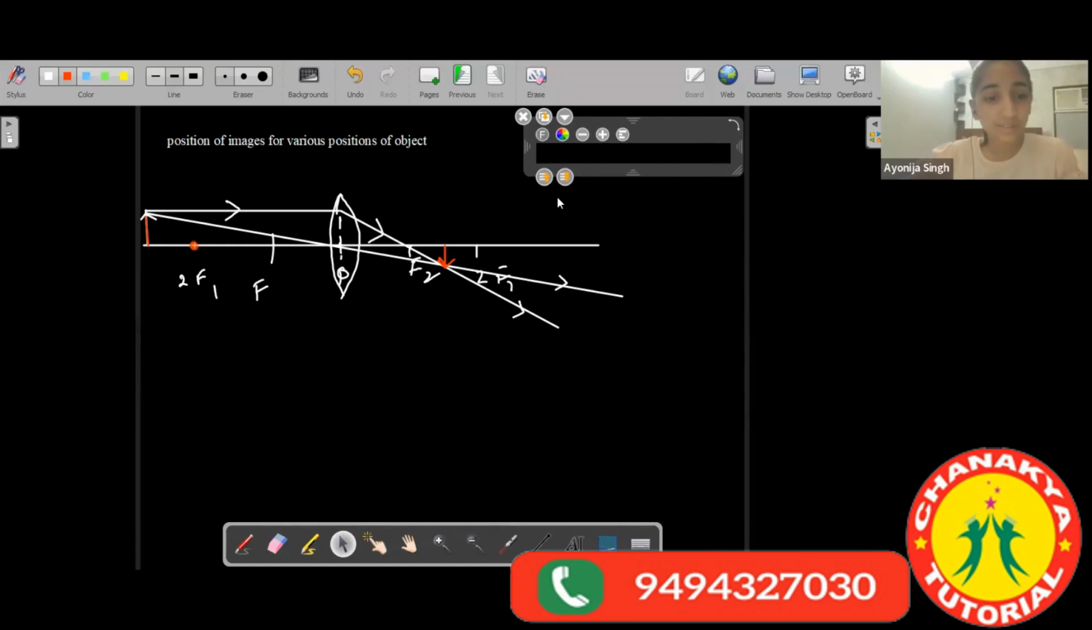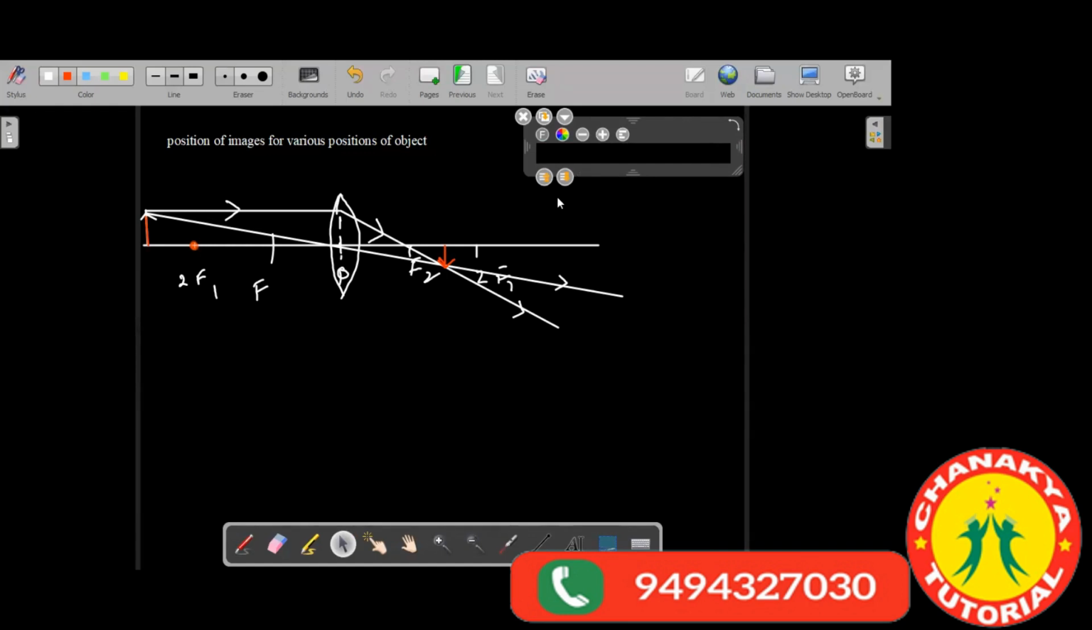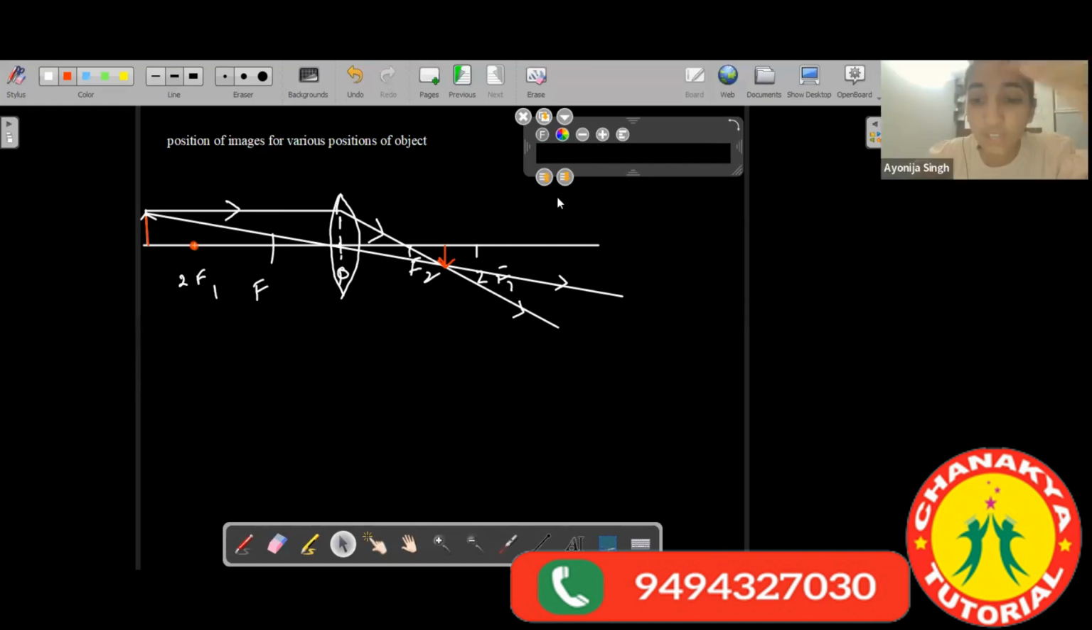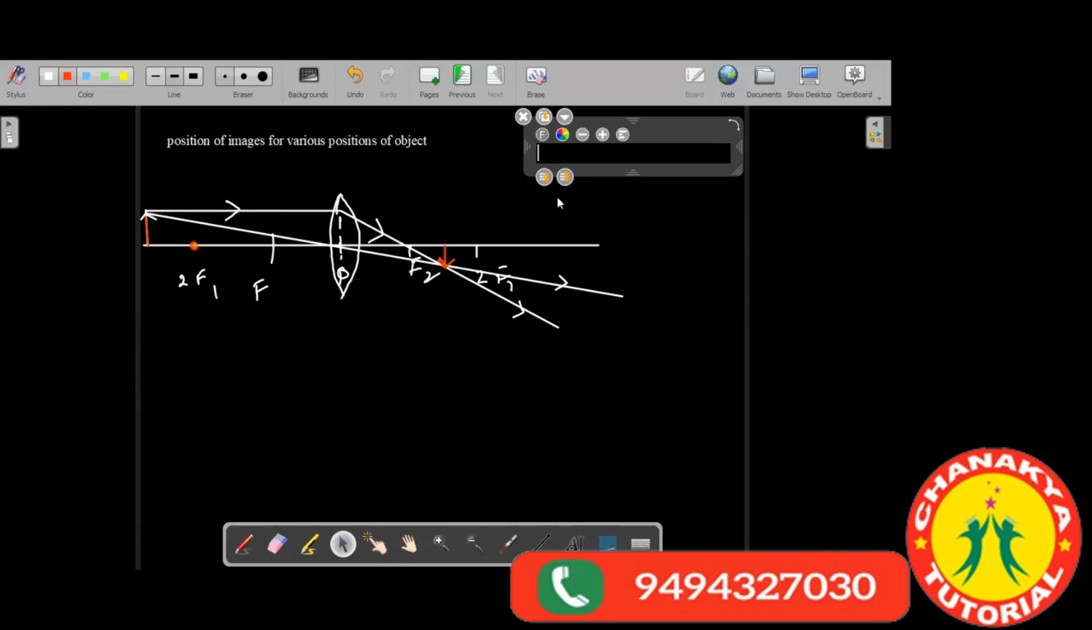It's of same size and it is formed between F2 and 2F2. Okay, the image is smaller than the object. It's not the same size. The image is smaller than the object. That is, we will say it is diminished, and it is formed between F and 2F.